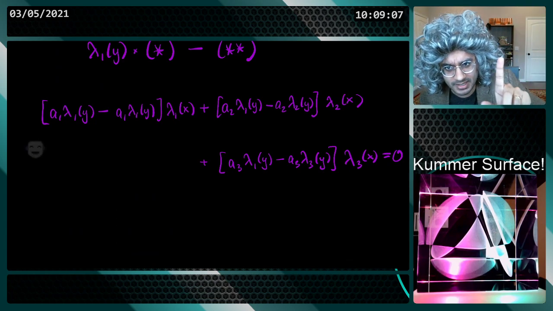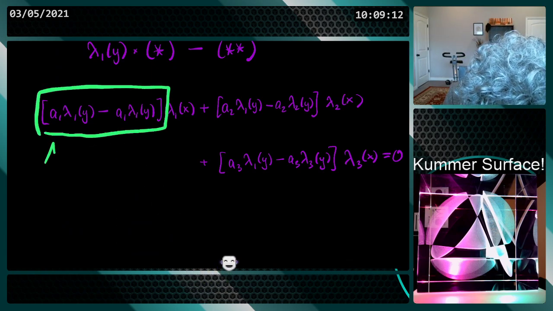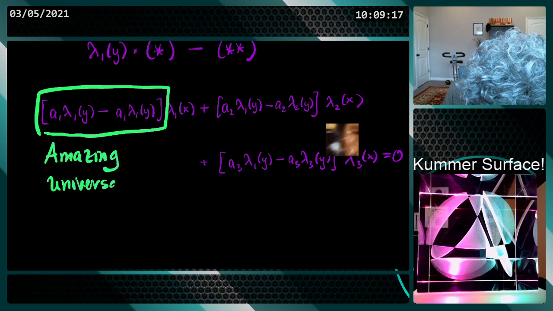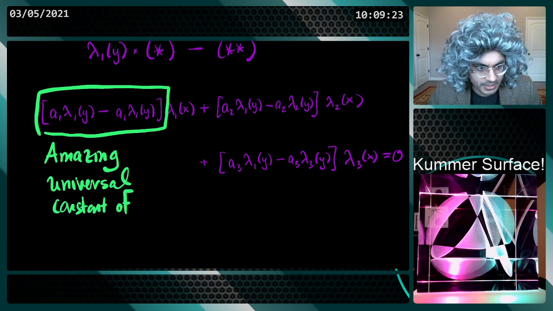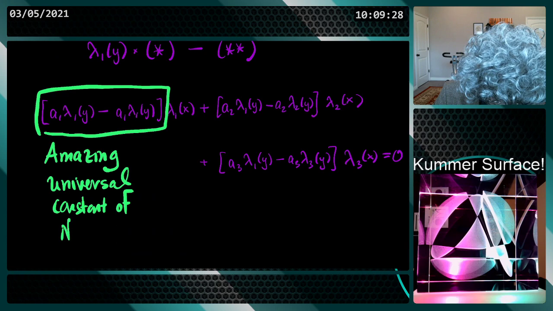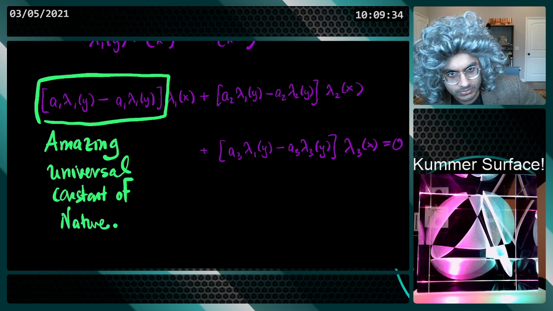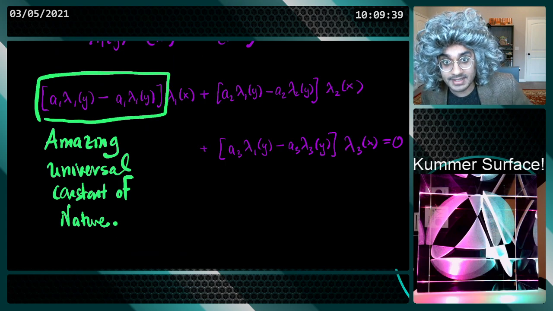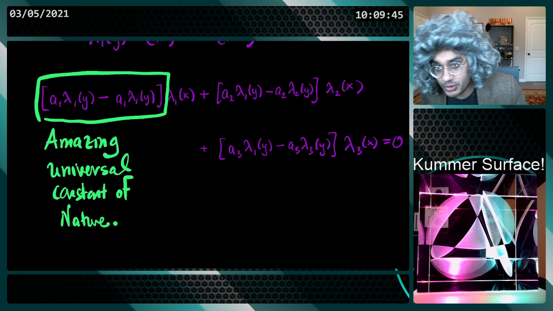Now, what do you notice about the first entry? This is an amazing number, an amazing universal constant, a constant of nature. It's one of the most important constants in science. That's 0. And now what we have is a relation between lambda 2 and lambda 3 of smaller length, only 2 coefficients.